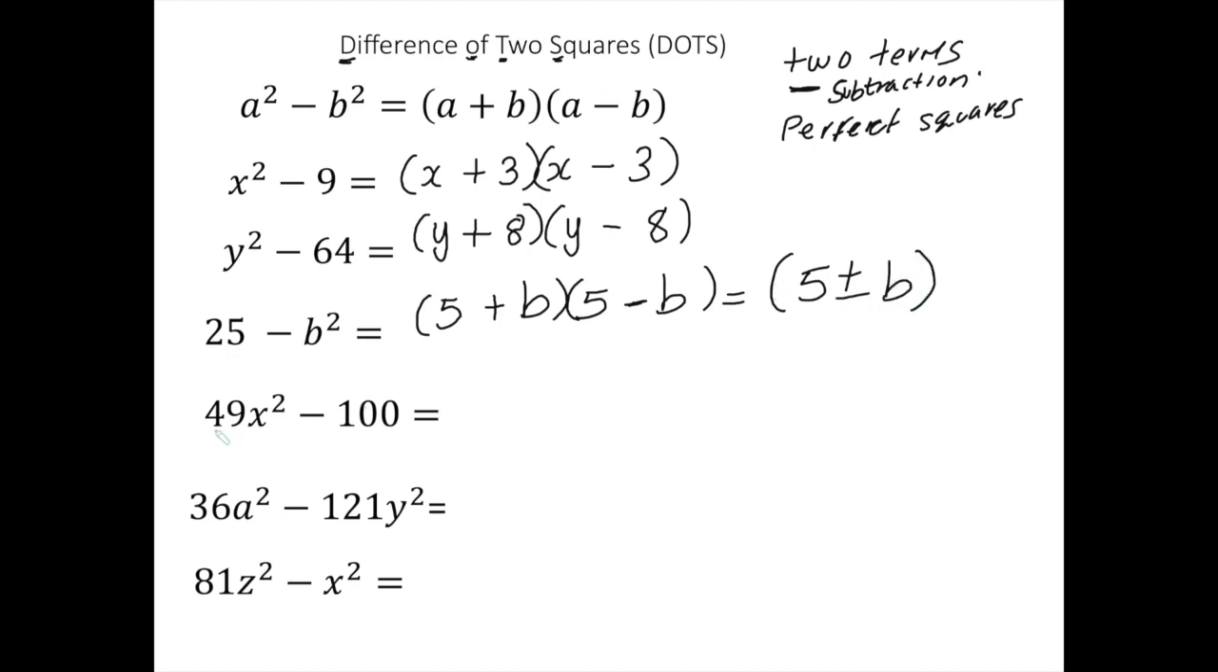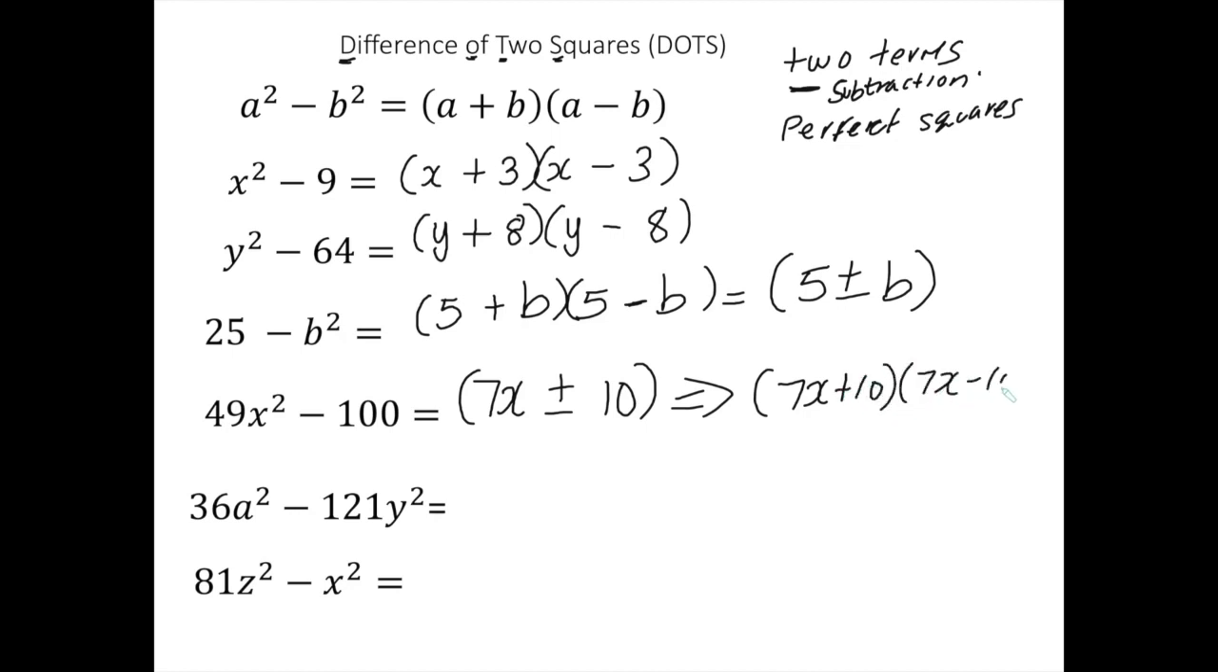So if I do that over here, I have 49x squared minus 100. I have two terms separated by subtraction. 49 and x squared is perfect. 100 is perfect. So I can just write one parentheses. 49x squared would be 7x. 100 is 10 times 10. And then put the plus and a minus. However, if you don't like that, you can go back to writing 7x plus 10 and 7x minus 10.